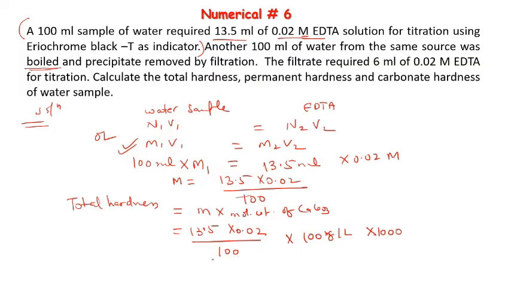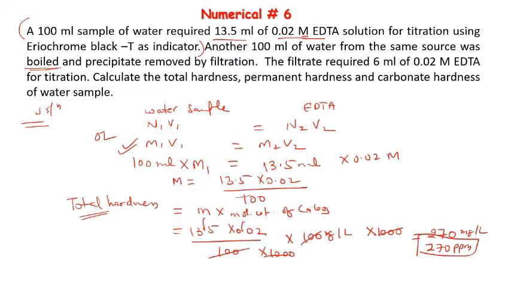I have to multiply it again by 1000 to convert it into milligrams per liter. So here you just remember this. So 100 cancels out by this 100, and if we remove all these decimals, this 3 will be cancelled out by this, and this will be equal to 270 milligrams per liter or 270 ppm. So total hardness for this water sample is equal to 270 ppm, right?